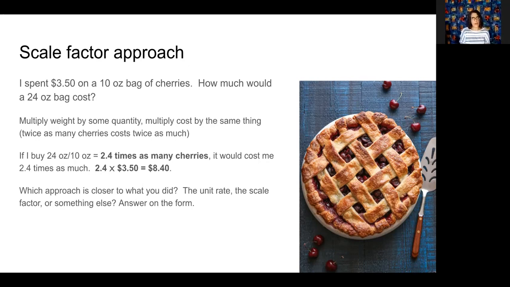So I want you to go think about the calculation you did and think which of these calculations, the scale factor approach, what do I need to multiply the bag size by, or the unit rate approach, what was the cost per ounce? Which of these is closer to the calculation you did, or is your calculation really different from both of these approaches? So think about that and give me your answer on the form. We're going to be, among other things, doing some more talking about scaling things up in class.